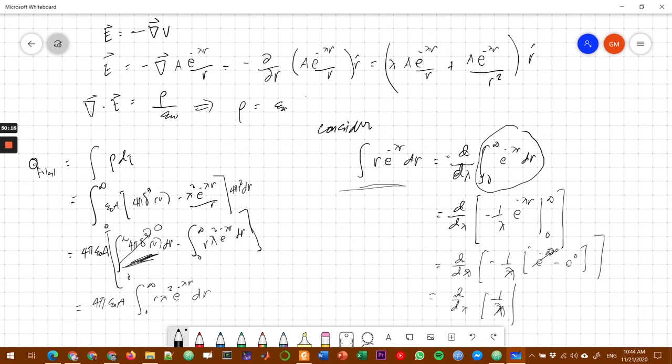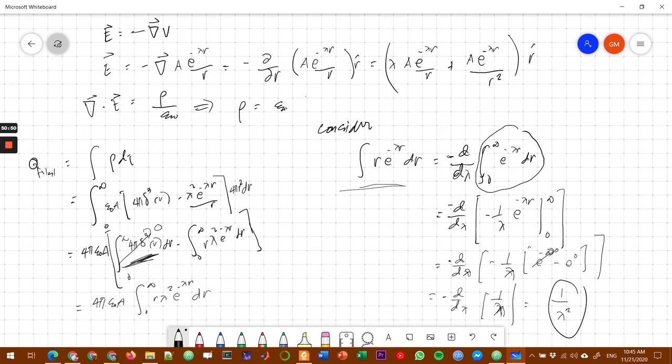Or rather, I forgot the d over d lambda. Sorry for that. So, let's differentiate. Differentiating 1 over lambda with respect to lambda gives one over lambda squared, right? So there is a negative here. Sorry about that. It's negative, so that would be positive here. Okay? So, the result is just 1 over lambda squared.